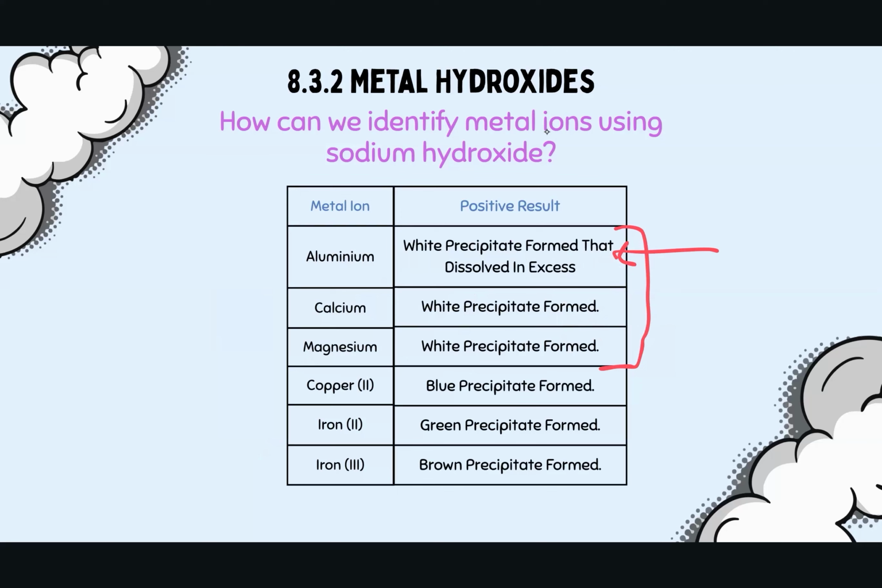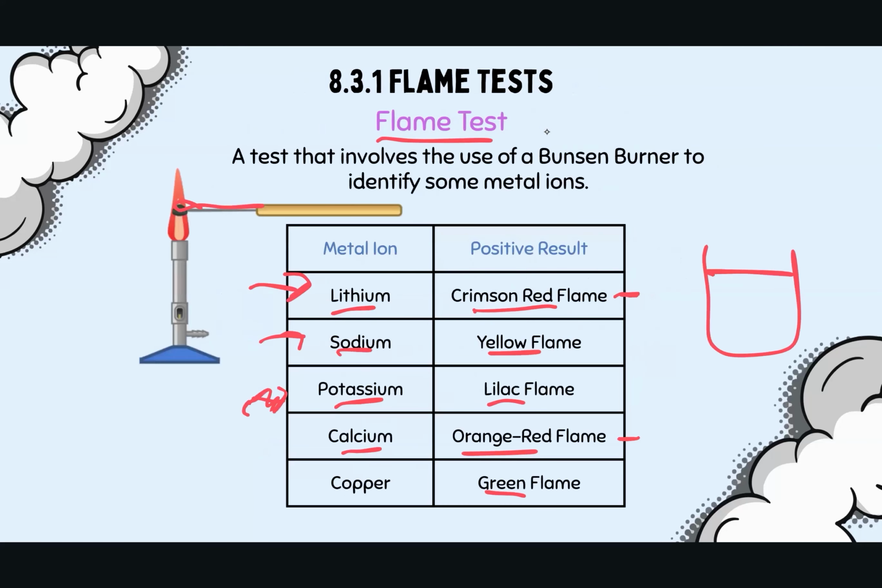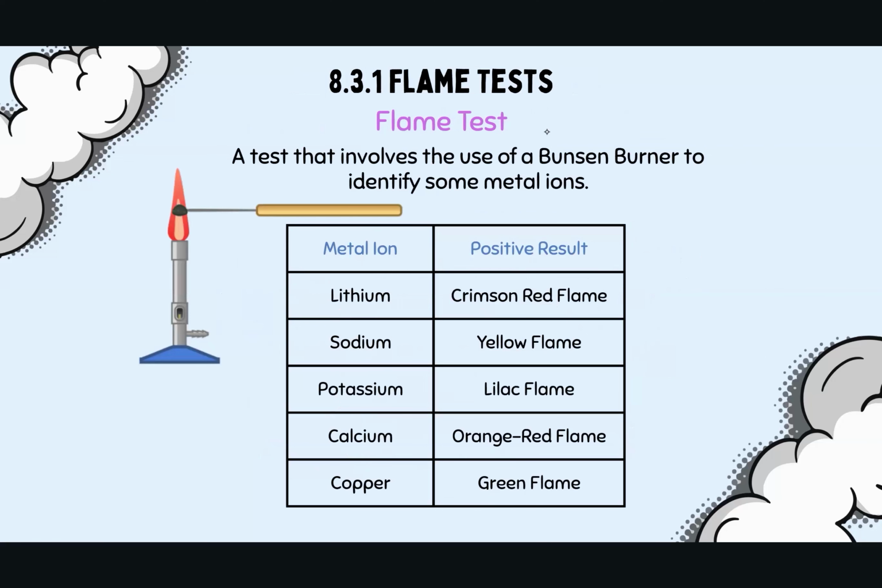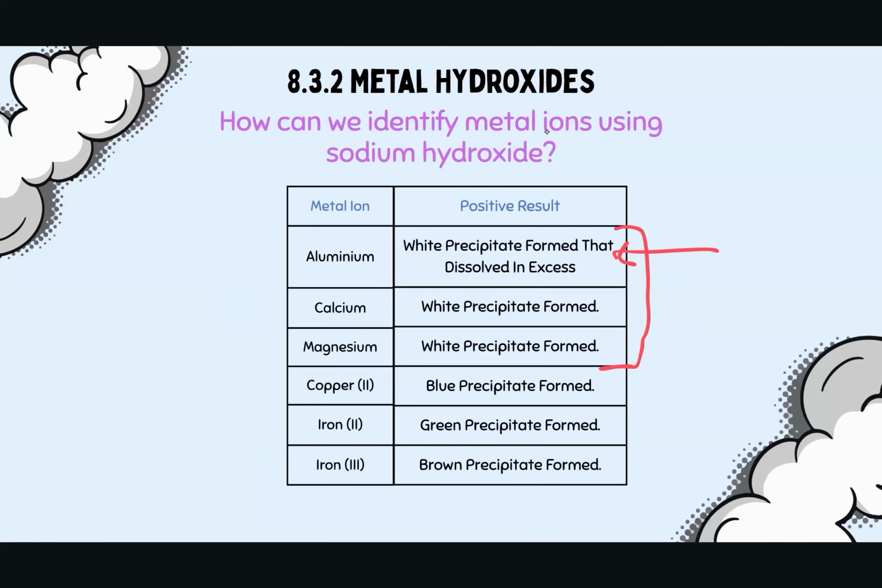Now with calcium and magnesium, if you go to the flame test, calcium burns with an orangey red flame. Magnesium burns with a bright white light. So after you've done this test, if you end up with calcium and magnesium, you can couple it up with the flame test and work out which one is which.